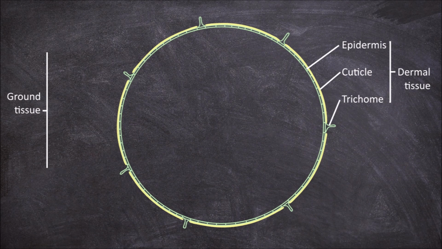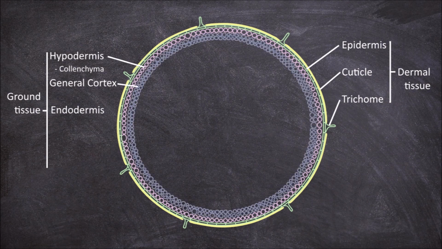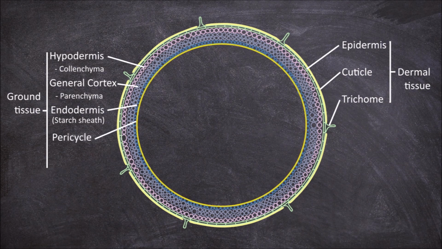The cortex region consists of the hypodermis, the cortex, and the endodermis. The hypodermis is made up of collenchyma cells and function in providing structural support in the stem. The next layer in, the general cortex, is made up of parenchyma, which functions in storing nutrients. The innermost layer of the cortex is the endodermis. The endodermis sometimes contains starch grains and as such is sometimes referred to as the starch sheath. The next layer is the pericycle. The pericycle separates the cortex from the vascular bundles and pith.